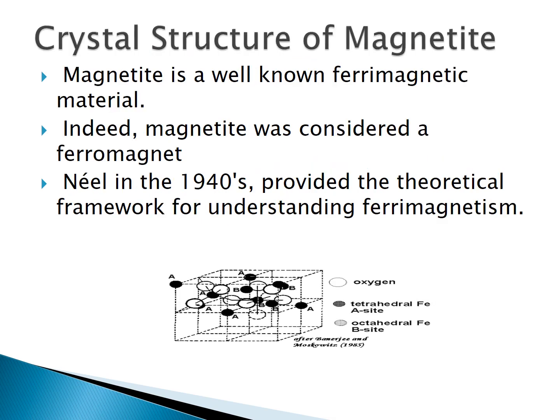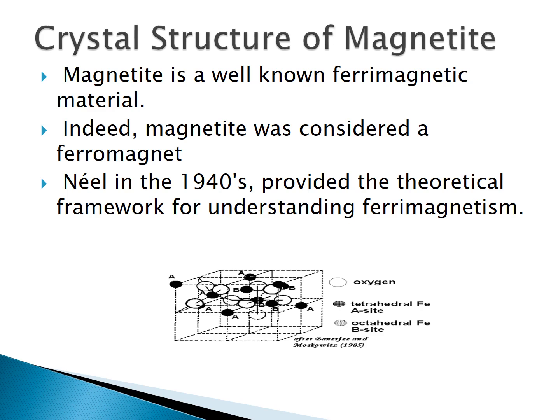Crystal structure of the magnetite. Magnetite is the well-known ferrimagnetic material. Indeed, magnetite was once considered a ferromagnet. Néel in the 1940s provided the theoretical framework for understanding ferrimagnetism. Here is the structure representation of the magnetite, in which we use 3 circles.